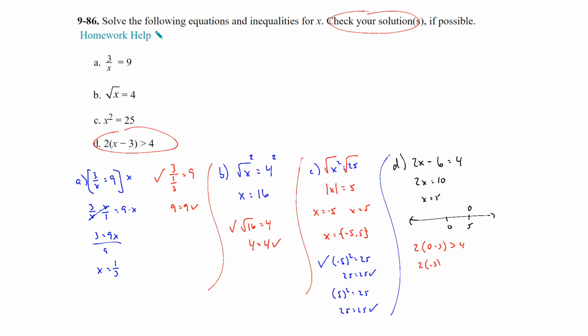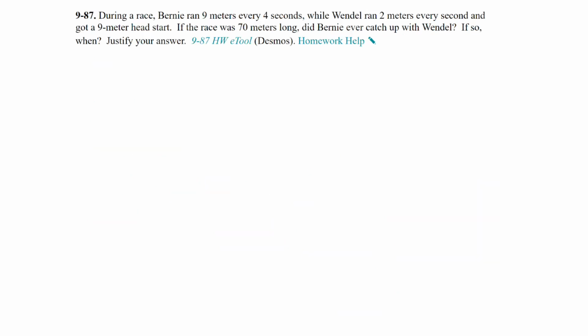So 0 minus 3 is negative 3. And then is negative 6 greater than 4? And that is not a true statement. So therefore, 0 right here is not a solution. So that means the points to the right of 5 would be solutions, which would be all values of x that are greater than 5. And make sure you do the number line and the inequality for your solutions.